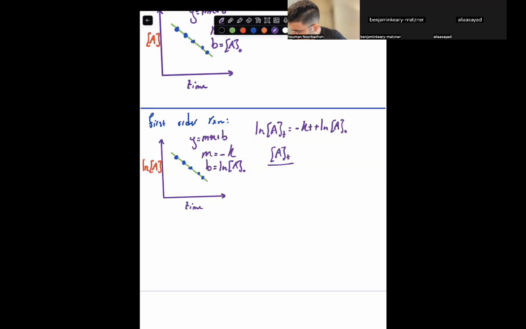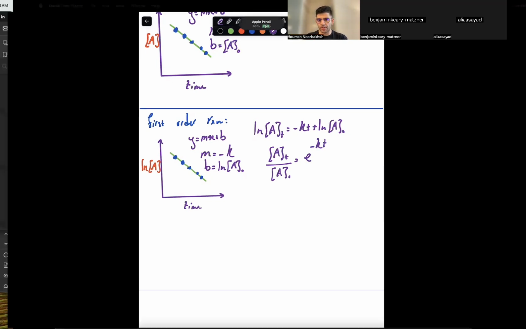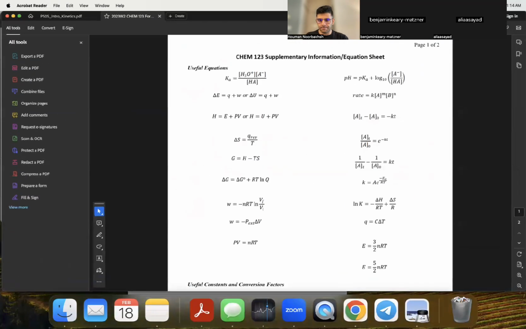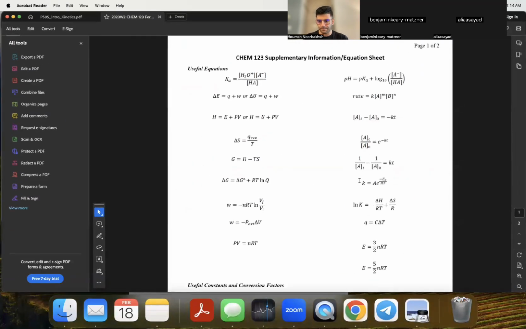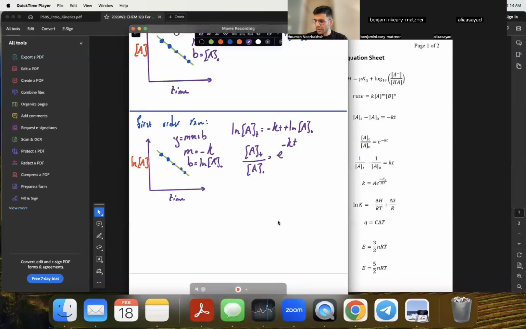A_t over A naught is equal to e to the power of minus kt, I think. Let me double check. These are given on your formula sheet. Yeah. So that's for zero order, that's for the first order. Again, I'm writing both so you can see that this is kind of the same as the last one, but it's based on ln.